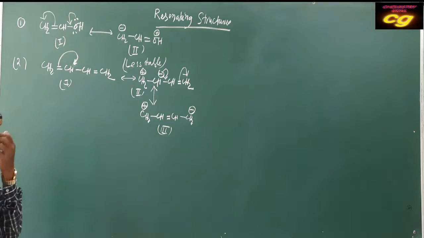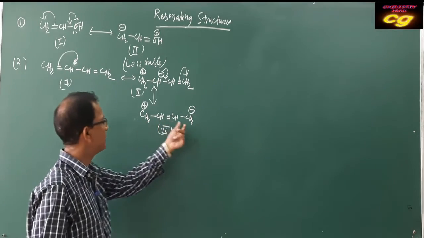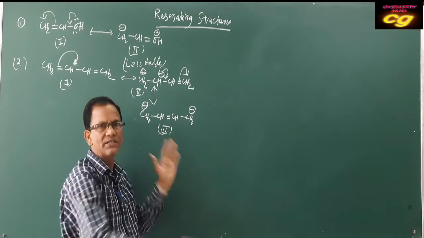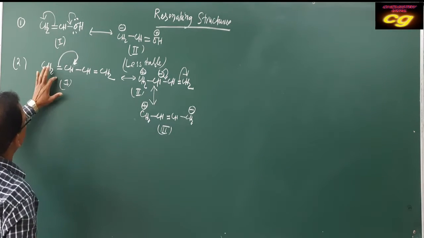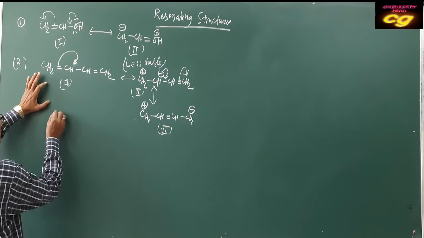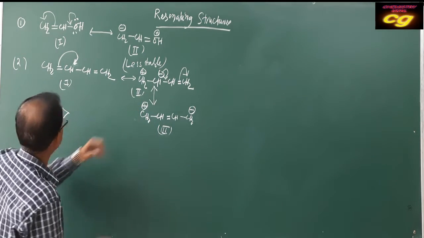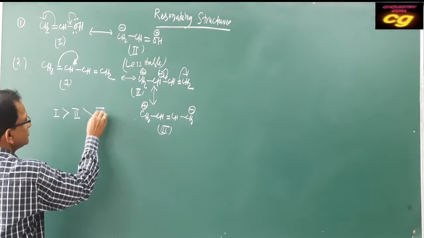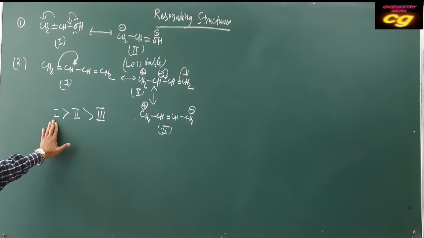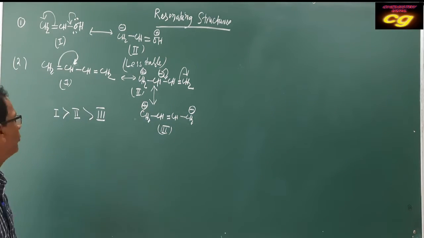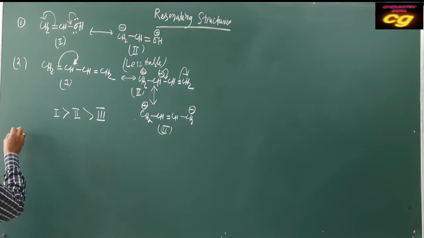If you compare the stability of structures 1, 2 and 3, here charge separation is more. More charge separation means the gap between the opposite charges is more, so stability is less. Compared in stability order, the first one is the most stable structure. Then which will come? The second structure, then the third structure. This is the stability order. The first structure is more stable because there is no charge separation. If the gap is less, stability will be more. If the gap is more, stability will be less.